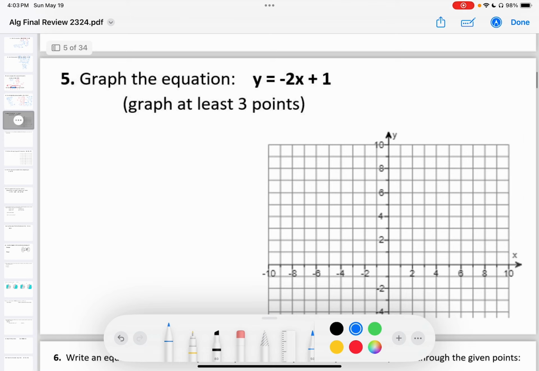All right, here we're going to graph. Remember, this is our y-intercept. This is our slope. Our slope is negative, so we're expecting a line that's going to do that. I'm going to start with my y-intercept. I'm going to put a dot at 1. And that's all I need for that piece.